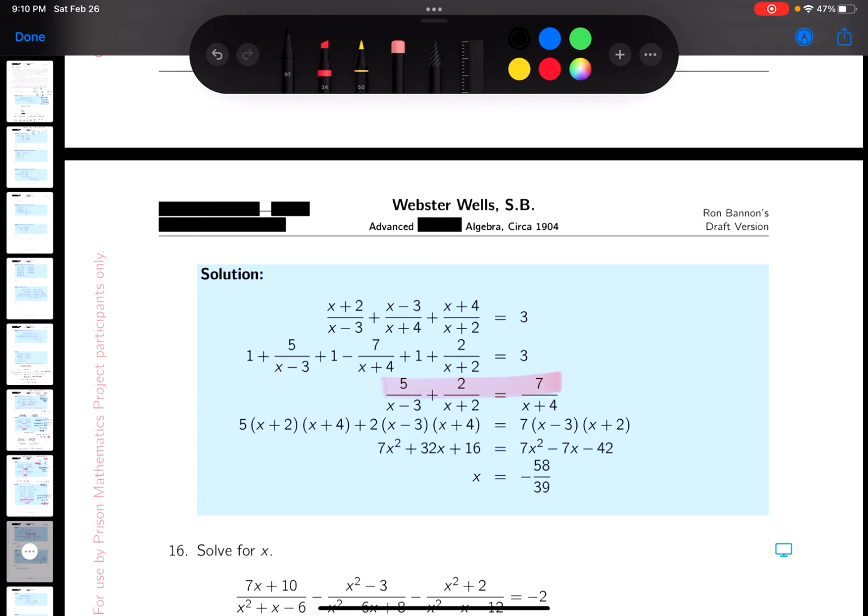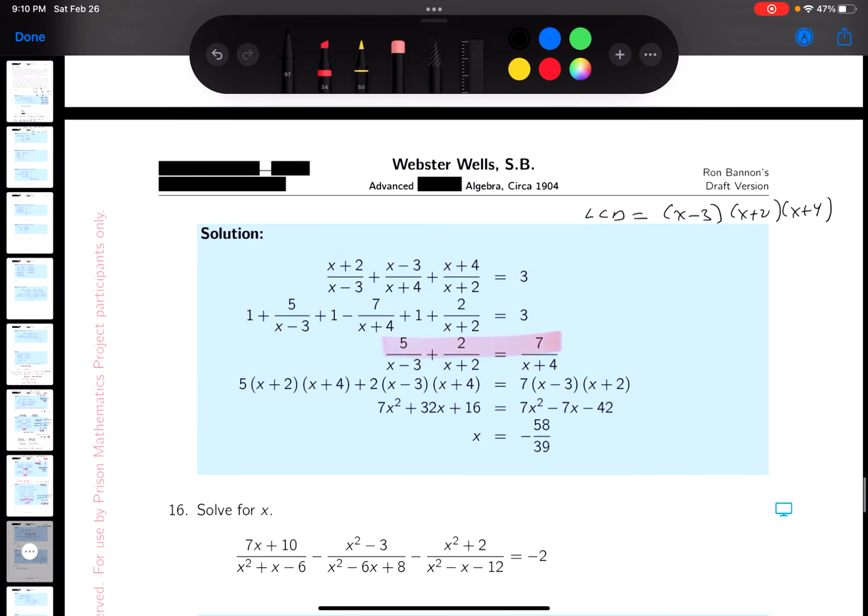So I want to write the LCD down. The LCD, x minus 3, x plus 2, x plus 4. All right, so what do I do now? Well, each term is going to be multiplied by that. And, fairly simple. It's not a difficult thing to do. So what do you get?